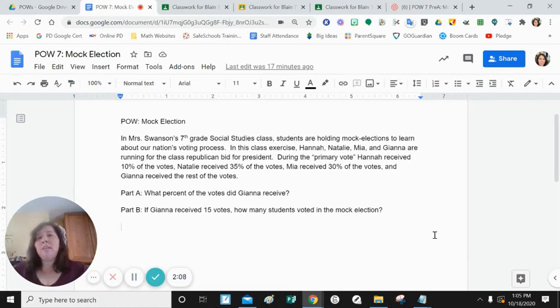Don't forget that you need to have your answers in complete sentences. You need to show all of your work. You need to be able to explain your steps in words on your POW. You can explain them with bullet points or with sentences. And of course, you need to have both Part A and Part B answers correct. You have all four of those things, you will get 100%.